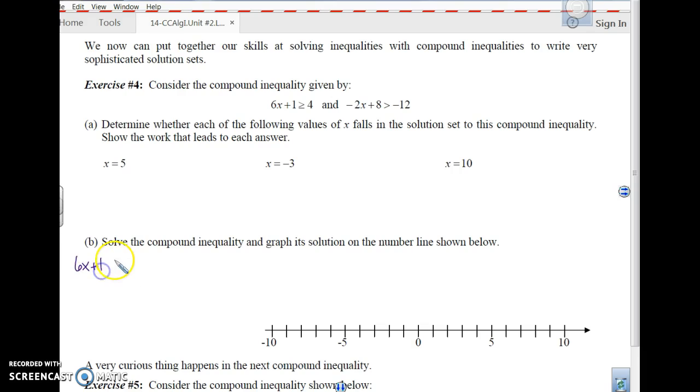6x plus 1 is greater than or equal to 4. I'm going to solve this for x, subtract the 1. 6x is greater than or equal to 3, and then divide by 6. Now be very careful here. 3 divided by 6 is 1/2, so x is greater than or equal to 1/2. Now this is going to be and. I want -2x plus 8 is greater than -12.